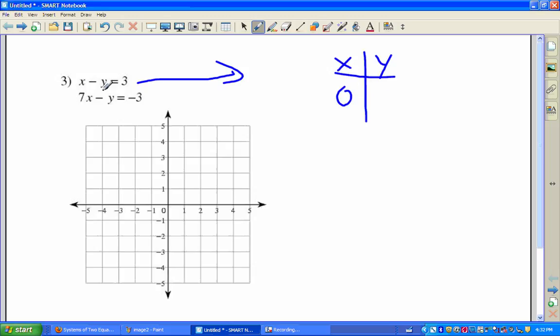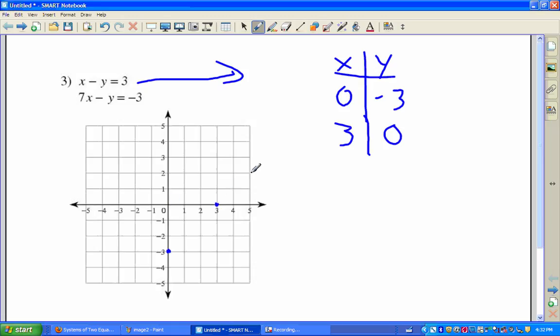When X is 0, plugging a 0 there, Y's got to be a -3. So that'll be at 0, -3. So there's 1 point for this one. Do the same thing, but set Y equal to 0. When Y is 0, X is 3. That's a pretty simple line. When Y is 0, X is 3, that's here. So you can see what this line is going to look like.